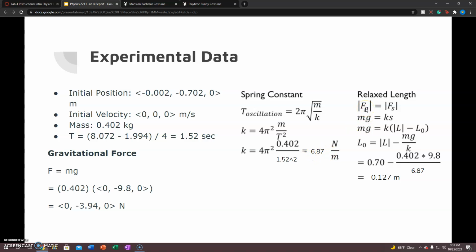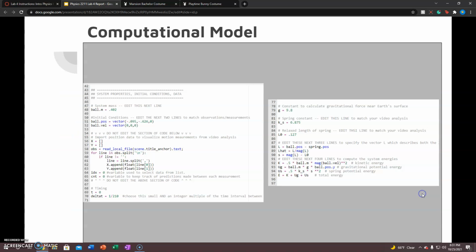And then now we can find the initial length of the spring by using this formula, since the force of gravity is equal to the force of the spring. And we have everything here except the initial length, so once we plug in all the values, we get that the initial length was 0.127 meters.